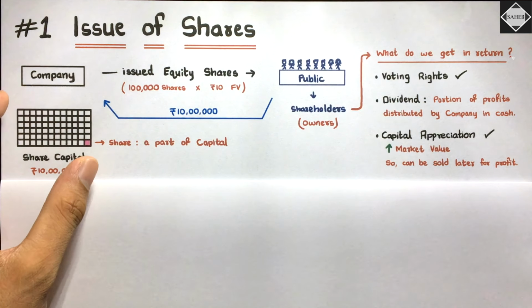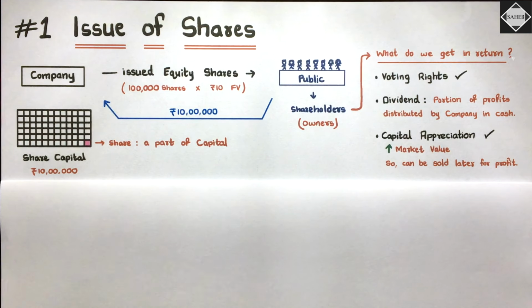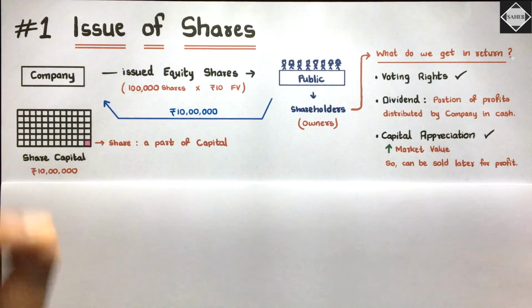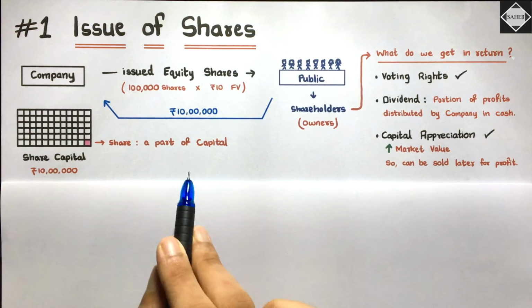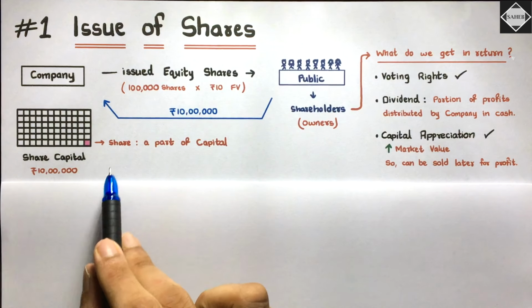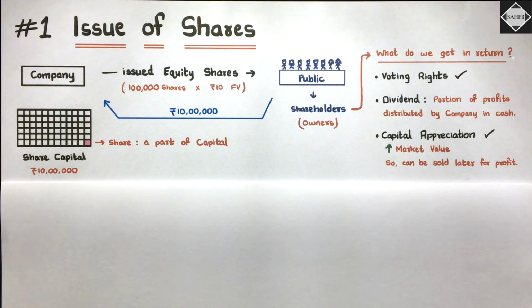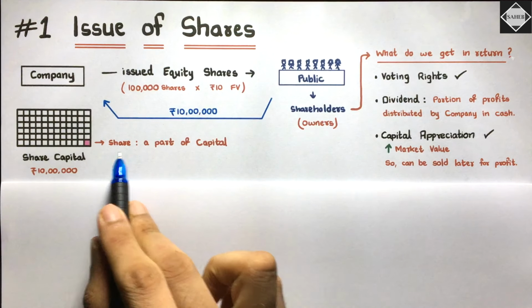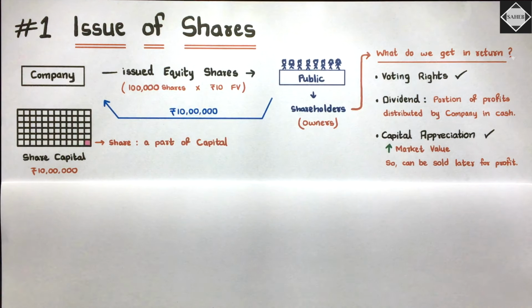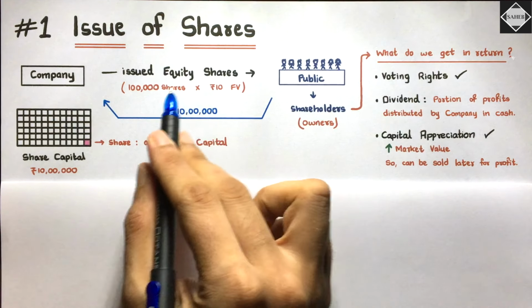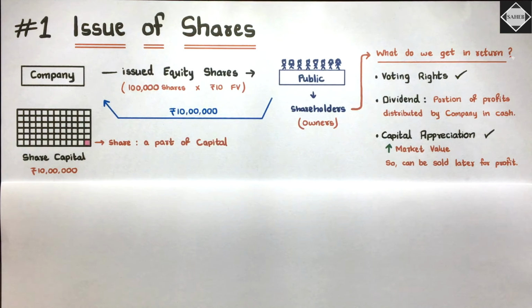Fine. So in share capital, you have to understand there is not a single owner. There are so many owners. As you can see, each box is a share, a part of capital. That's the literal meaning of share, no? Share means a part of something, right? Here in this context, a share is a part of capital, and a share represents ownership in the company. I told you in the beginning the meaning of equity share. It represents ownership in the company.